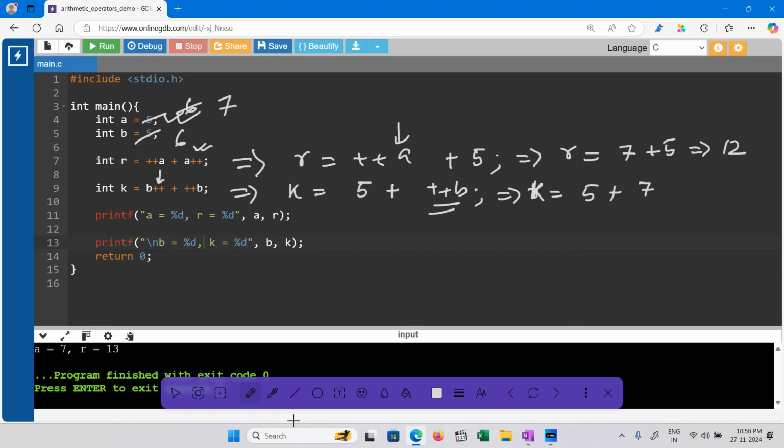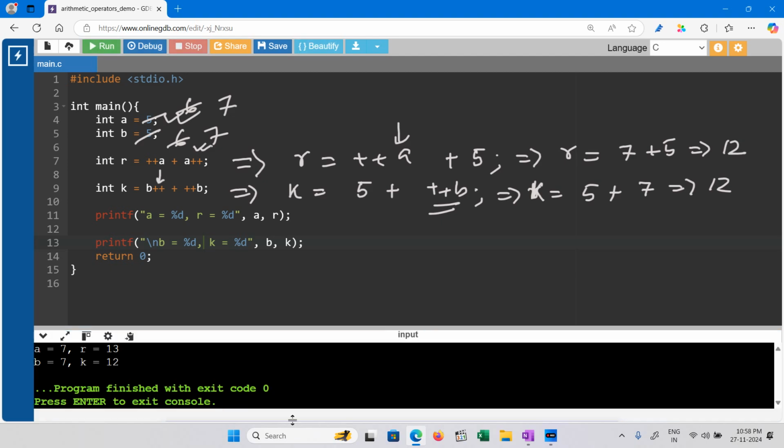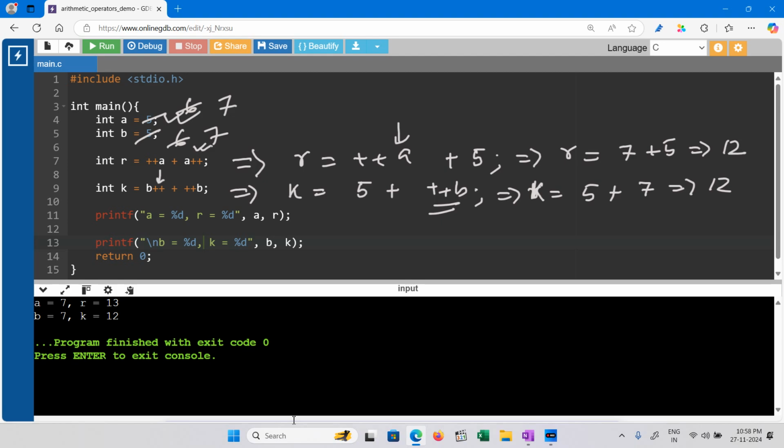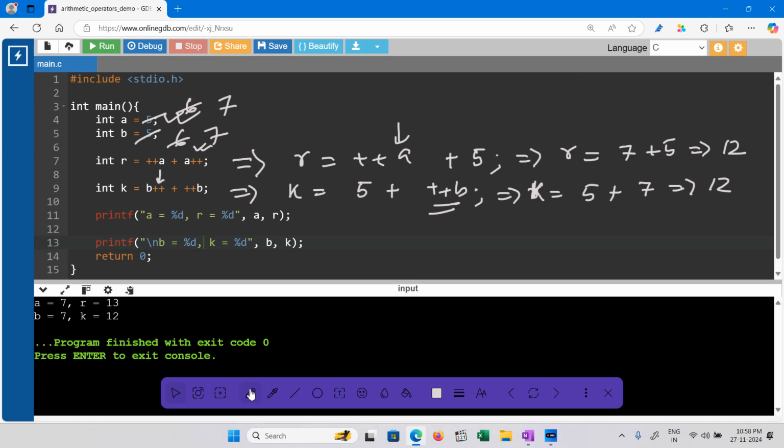So here in either case we get the answer 12, even though I follow left to right or right to left. So now execute the code and see the result. Now see here, the second version that we calculated, we get the answer correctly, k equal to 12. But the first variant we did not get the answer correctly. Here we get 13, but it is 12.